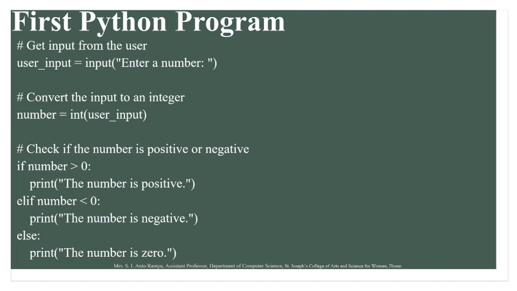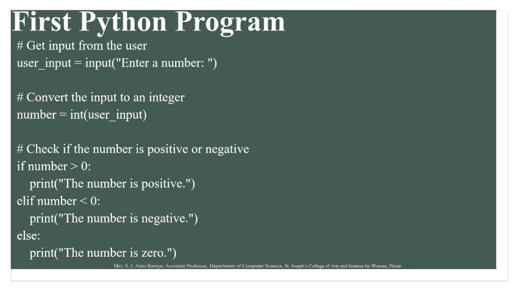In the next line, number is equal to int of user_input. Like we already discussed, whatever input we get will be stored only as a string in Python. So the user_input variable accepts a number, but it is stored as a string, and we are converting that number into an integer. The first two lines can be combined into a single line also, like user_input is equal to int of input of "enter a number". So now we have accepted a number.